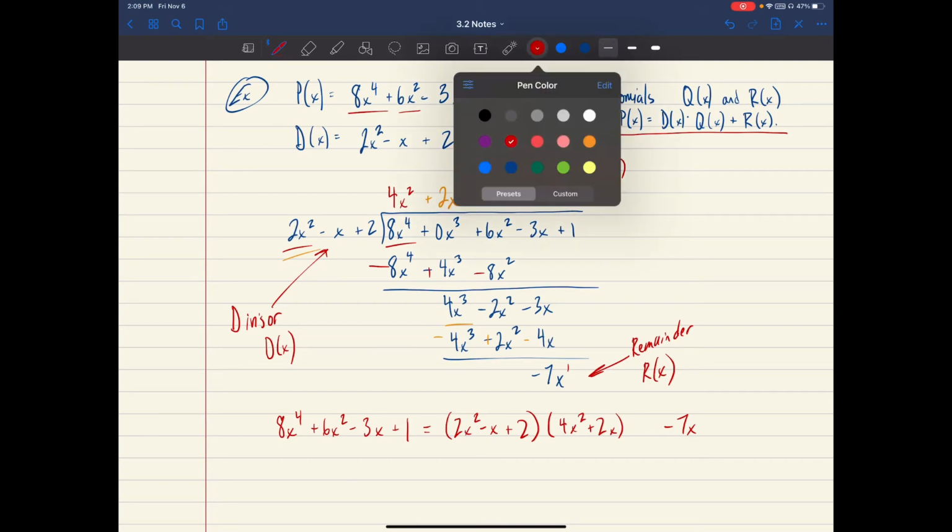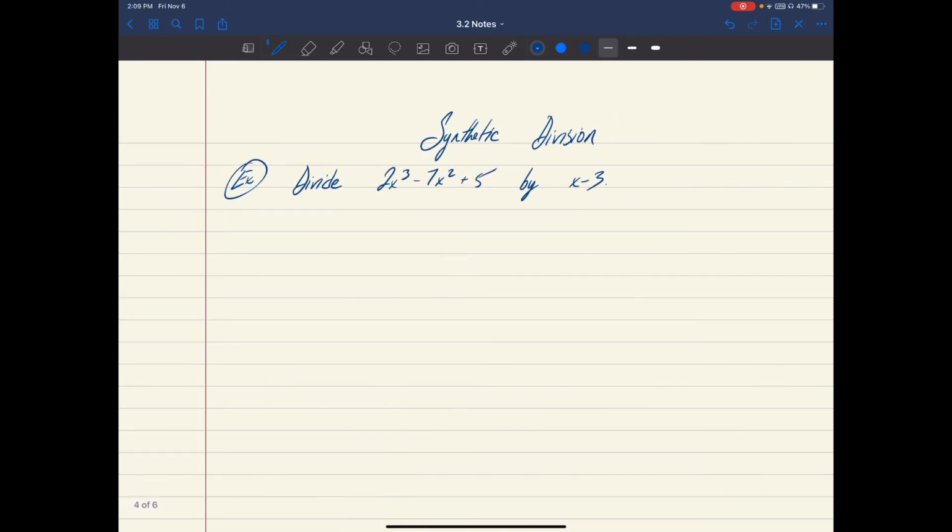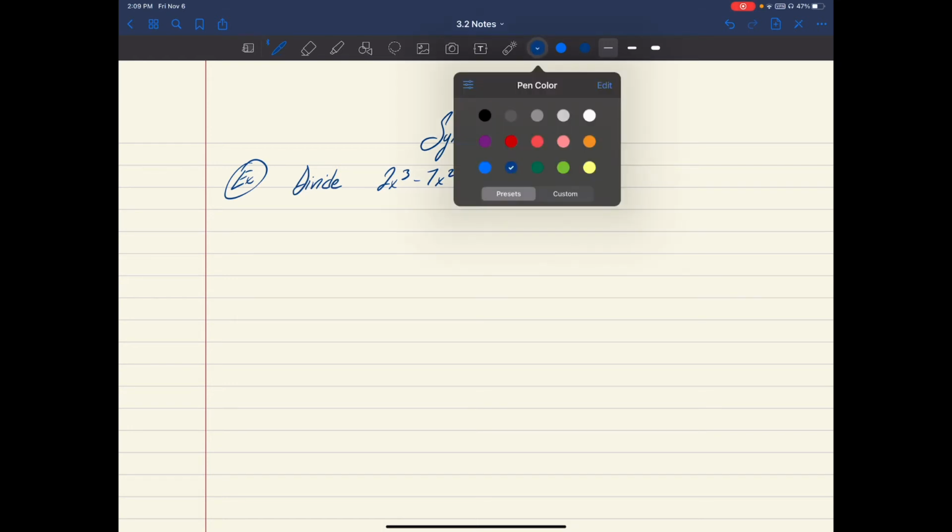Okay, so if I just highlight that one more time just to be clear about it, this is p of x, this is d of x, this is q of x, and this is r of x. Okay, synthetic division. So synthetic division is where we just strip off the coefficients, and this is the one that everybody usually likes a lot better.